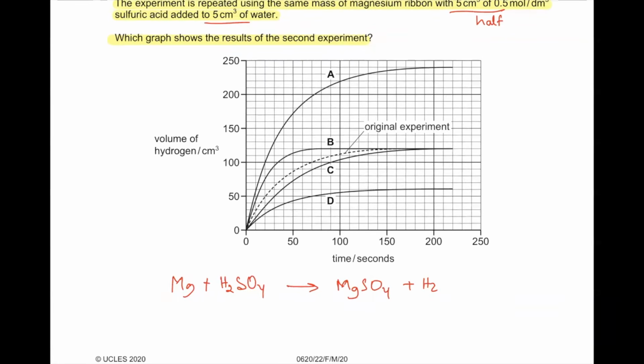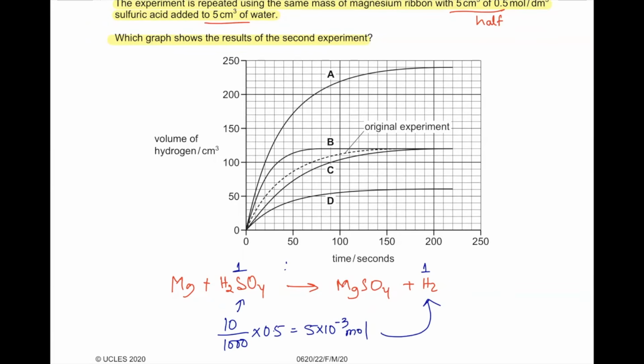Now, here 10 cm³, divided by 1000, times 0.5 mol/dm³, we're going to get the quantity of the sulfuric acid used. So 10 divided by 1000 times 0.5. We get 5 × 10⁻³ moles of H2SO4. Whatever the number of moles of H2SO4 will also be the number of moles of hydrogen, because there is a 1:1 ratio. So the number of moles of hydrogen is also 5 × 10⁻³ mole.